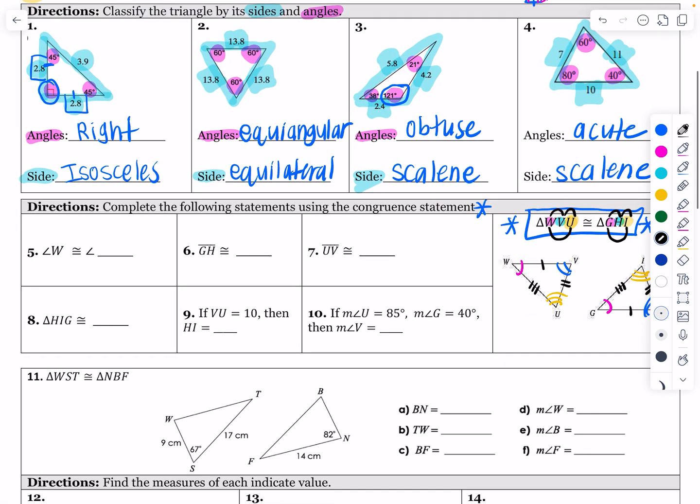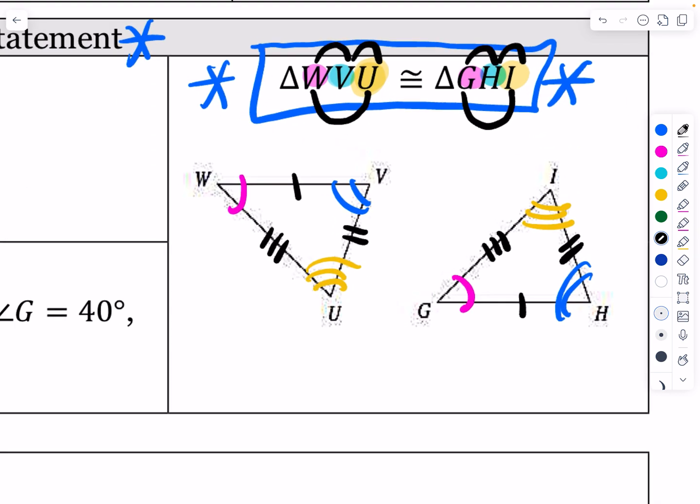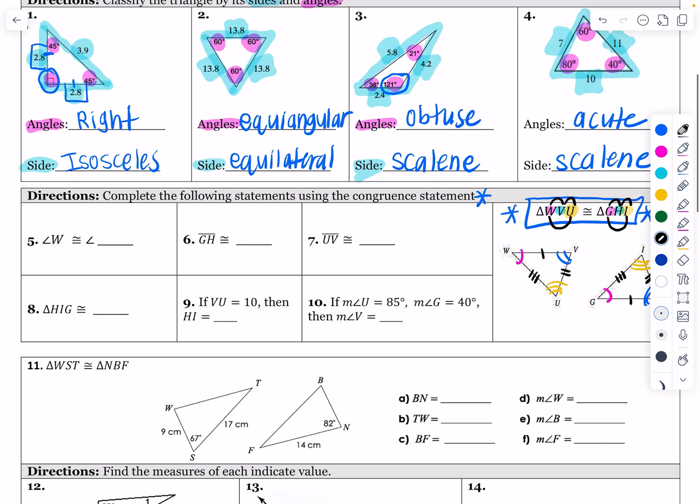And then you can either do this now from the picture or from the congruent statement. You don't always have a picture, so I like using a congruent statement. So who's in the same spot as W? That's pink. That is going to be G. So angle W is congruent to angle G. So y'all, when it says congruent, that means it's looking for letters. When it says is equal, that's when it's looking for the actual measure.